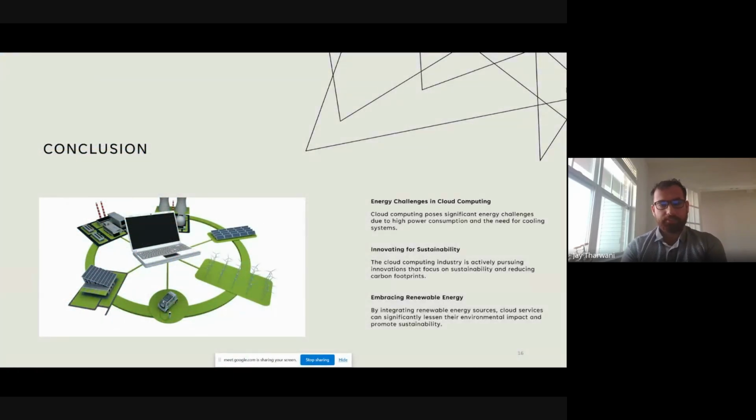Okay, so there's a fair bit of things we discussed. There are a lot of things, and I understand if people do not come from the same background, they might have a hard time understanding. So, we discussed energy challenges, what cloud computing is, and the innovations that are happening, and we are also embracing renewable energy.